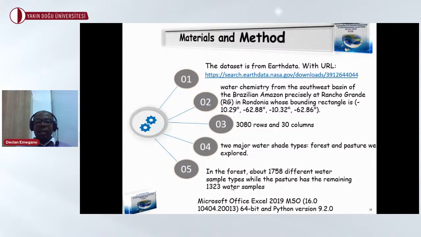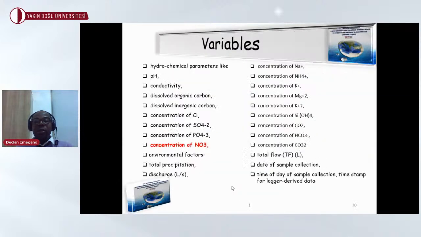This data is about the watershed trees, whereby samples are collected in different categories. They have 1,758 data from water samples which represent the pasture, and the other 1323 samples from the forest site. So when we got this data, we employed Microsoft Excel and Python in its analysis. So these are the variables and how they are categorized.